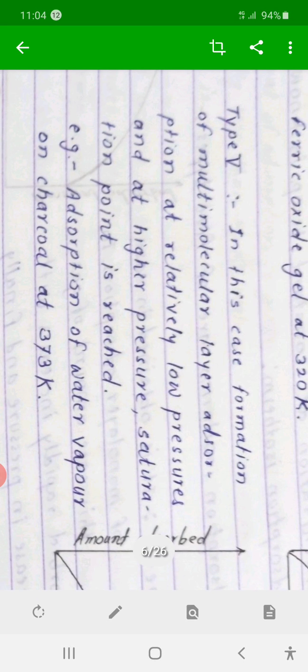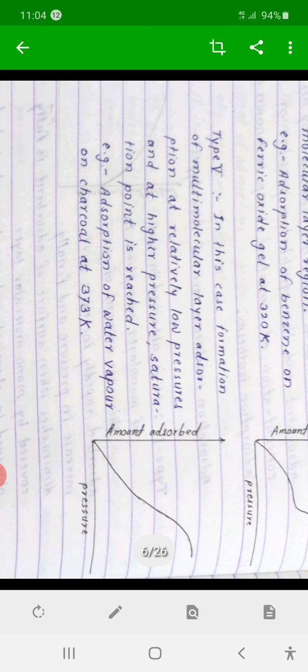At higher pressure saturation point is reached. For example of this is adsorption of water vapor on charcoal at 373 Kelvin. That one is fifth type of adsorption isotherm. These are the five types of adsorption isotherms.